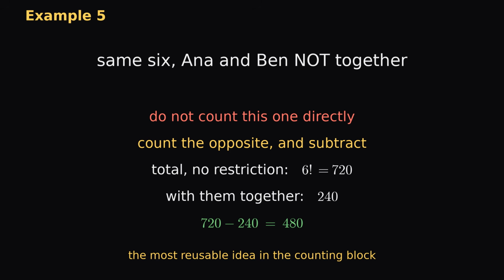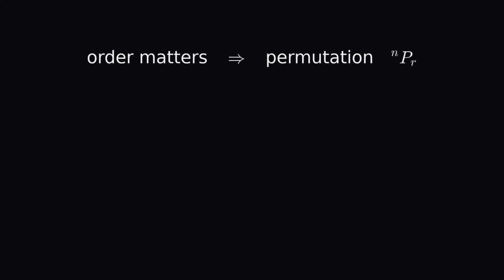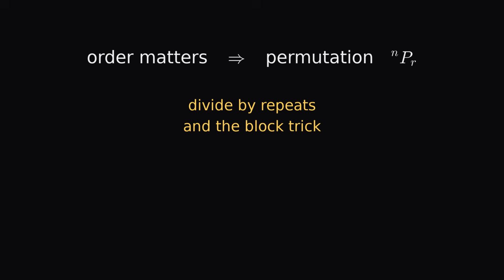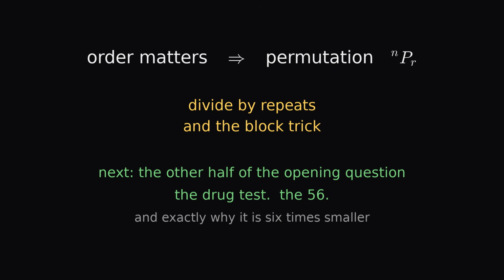And that move is worth naming because it is the most reusable idea in the whole counting block. Not adjacent, at least 1. At least 2 share a birthday. When a restriction is awkward to count, count everything and subtract the bad ones. Order matters, so it is a permutation. nPr. And remember the divide by repeats and the block trick.